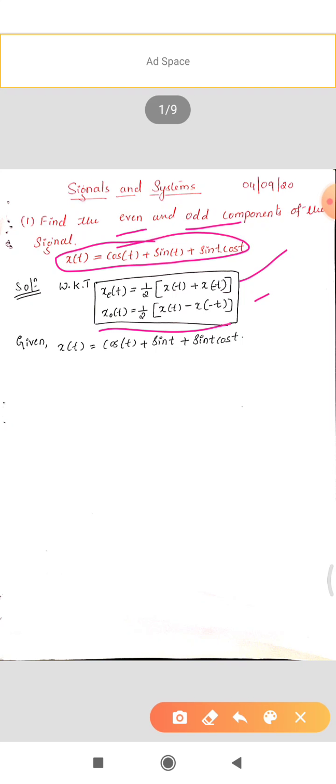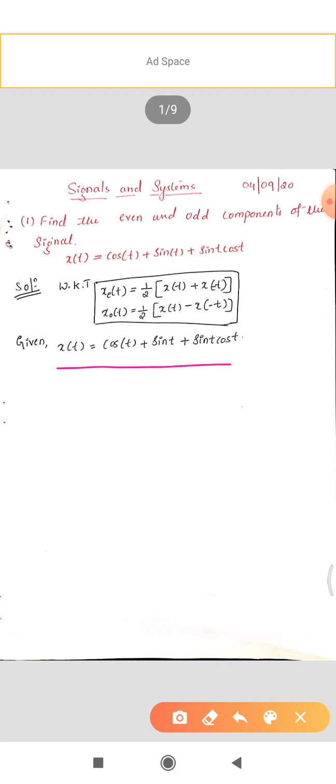Okay, x of t is the signal. We are supposed to calculate the even part of that and the odd part of that. Let's start with this. They have given the equation x of t equals cos t plus sin t into cos t. This is the given signal. Now to calculate xe of t, we require x of t. They have already given it. The only thing is we need to calculate x of minus t, right?